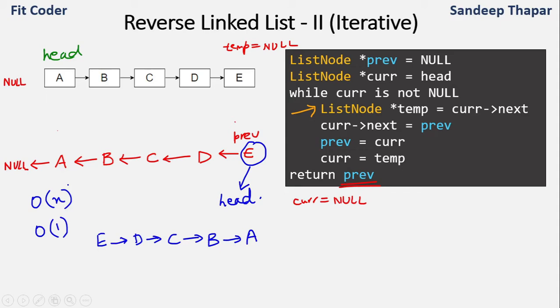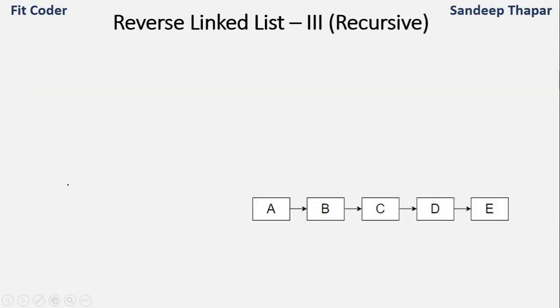Now this can also be done recursively. Let's have a look at the recursive method. In the recursive method, we'll go till the end of the linked list and we'll reverse one link at a time. So first we'll reverse the link from E to D, then from D to C, then C to B, and then from B to A.